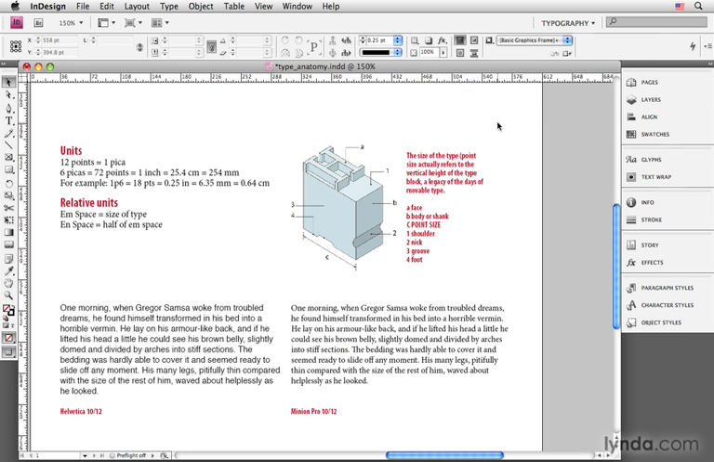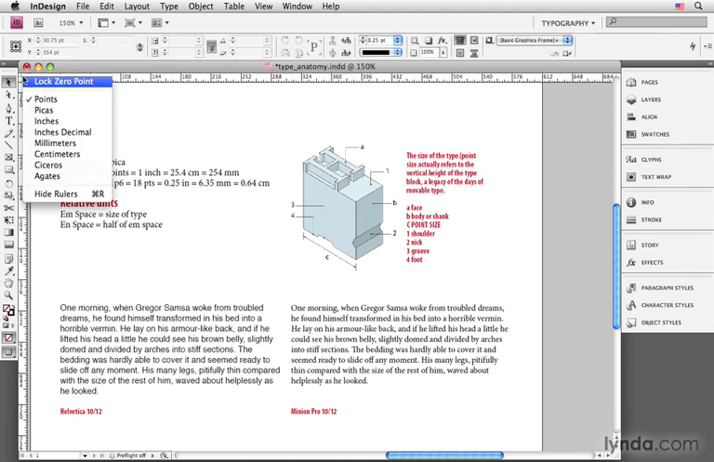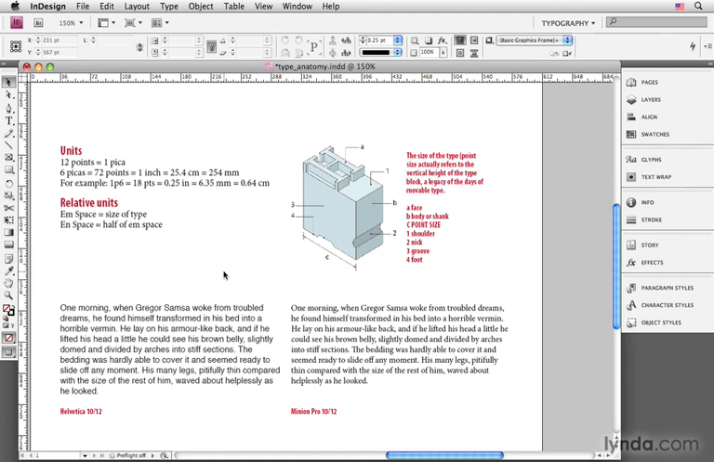There are 12 points to one pica. 6 picas equals 72 points equals 1 inch, or if we're working with the metric system, 25.4 millimeters. If we're writing in picas, 1 pica and 6 points, or 1p6, equals 18 points. My preferred unit of measurement is to work in points exclusively. And we can switch our unit of measurement by coming up here to where our rulers intersect and right-click, and to our heart's content switch back and forth between InDesign's supported measurement systems.